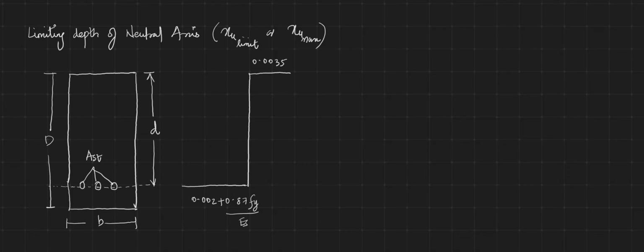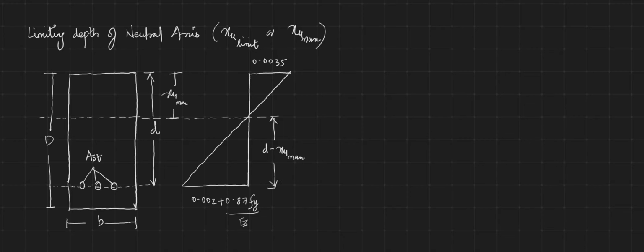So I am going to denote it as XU max. So this distance is what? This distance is d minus XU max.